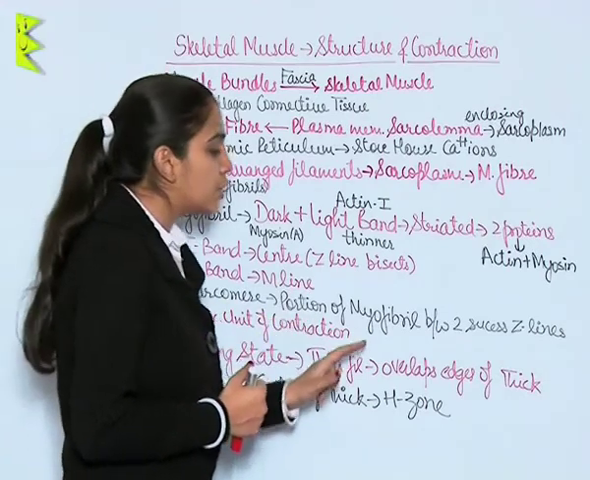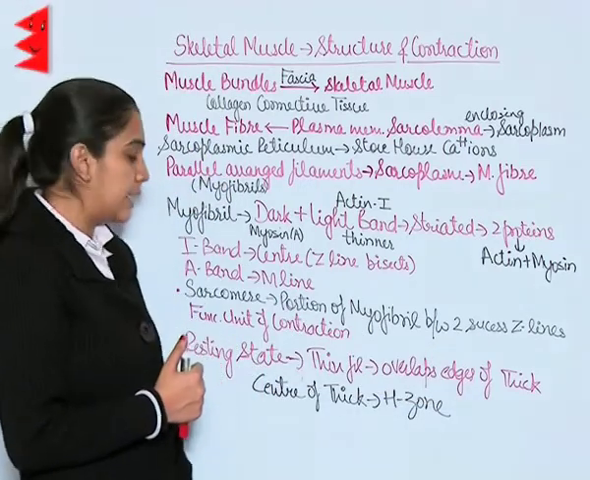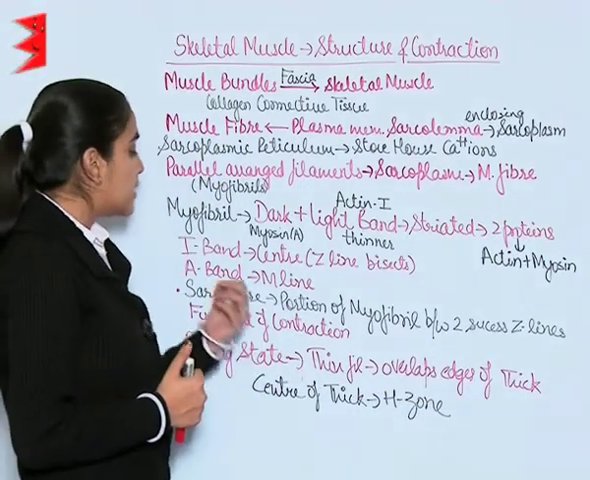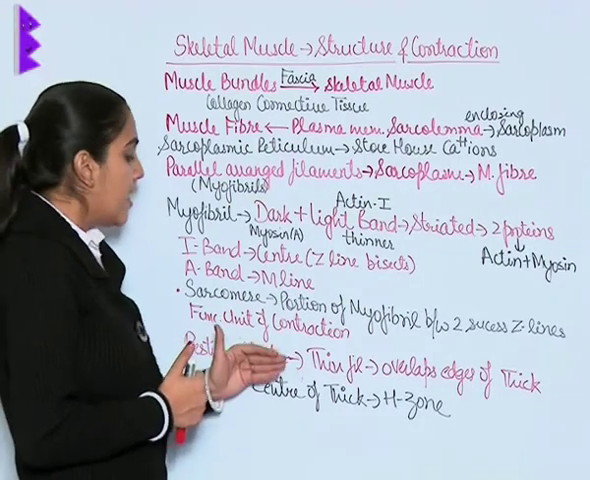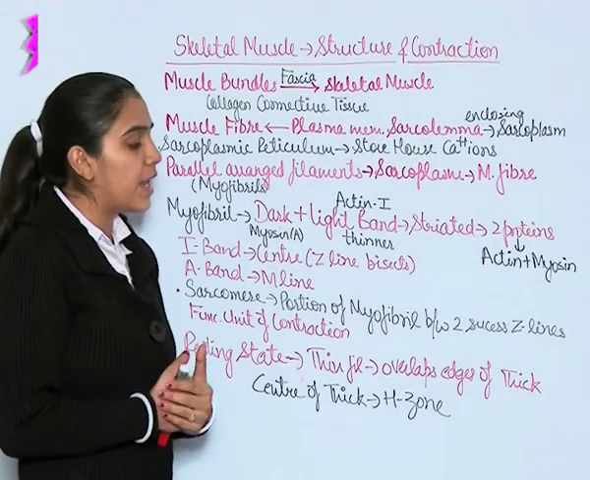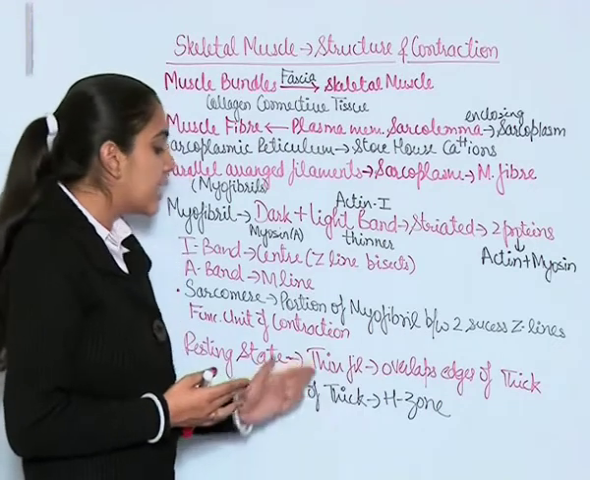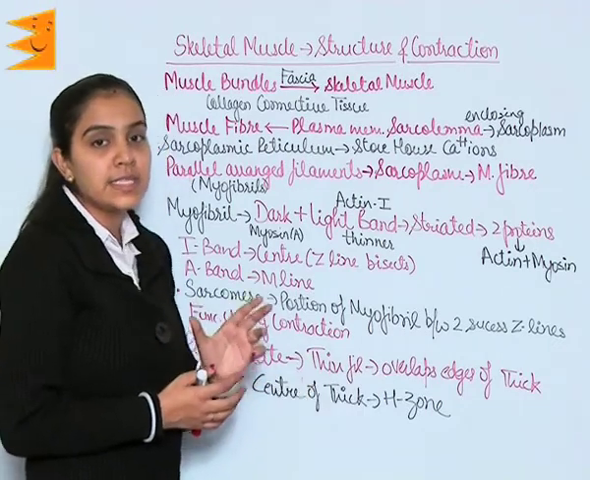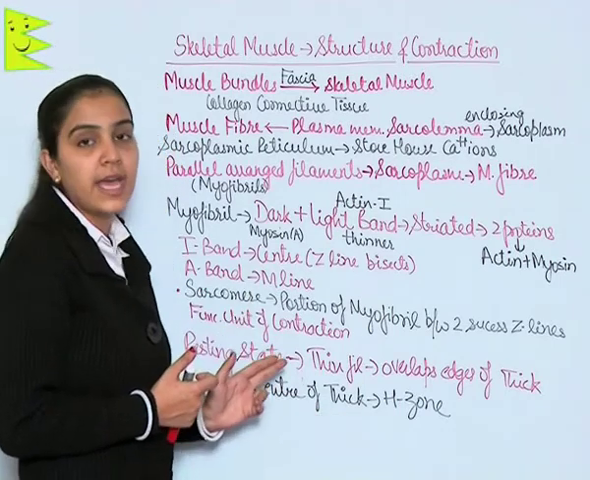Sarcomere is the portion of myofibril between two successive Z lines, and this is also known as functional unit of contraction. When resting state of muscle is there, thin filaments, they overlap the edges of thick filaments, and the center of these thick filaments is known as H zone. You can see in the diagram.